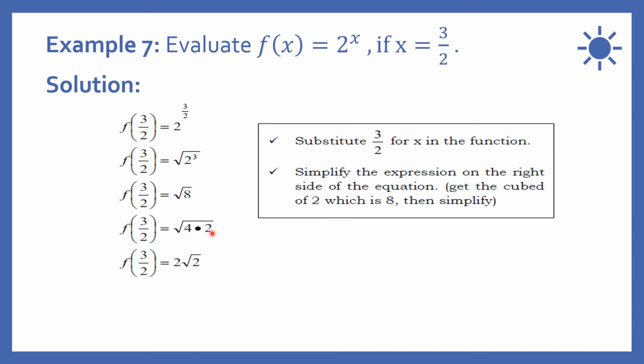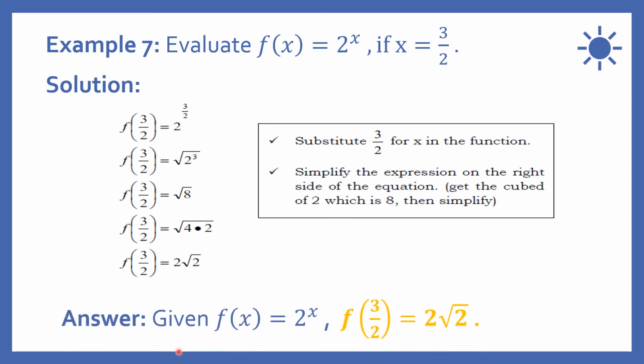Since yung 2 ay hindi na siya perfect square, maiiwan sa loob ng radical sign. Yun lang kinuhanan natin ng root. No? Yung 4, kinuha natin yung square root niya. Siya yung inilabas natin. Kaya siya naging 2 times square root of 2. Answer, given f of x equals 2 raised to x, f of 3 over 2 equals 2 times the square root of 2.